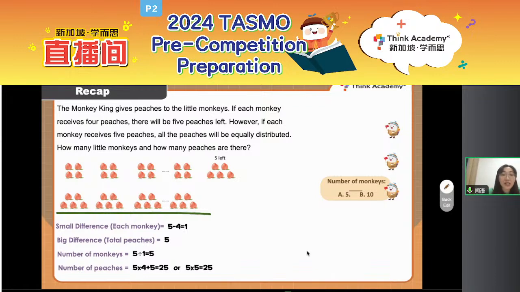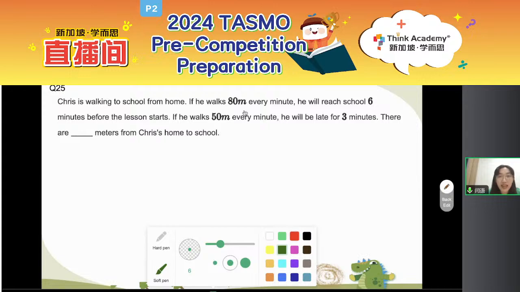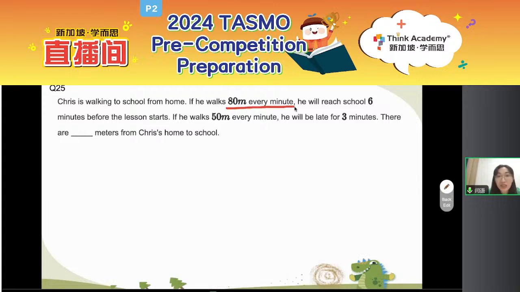So for this, let's move on to the last question. Now I think you can understand it better. Chris is walking to school from home. If he walks, okay, let me underline, 80 meters per minute, he will reach school 6 minutes before the lesson starts. That is 6 minutes earlier. If he walks 50 meters every minute, he will be late by 3 minutes. That is 3 more minutes, right? So what is the distance from Chris' home to school?